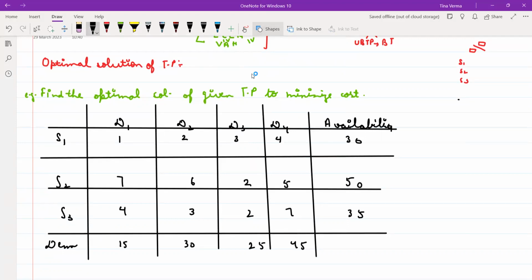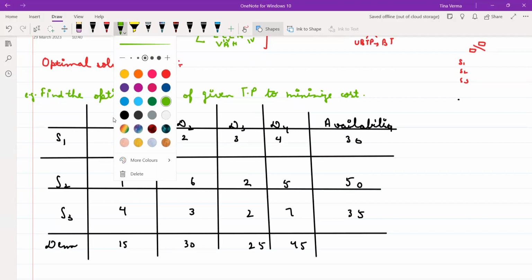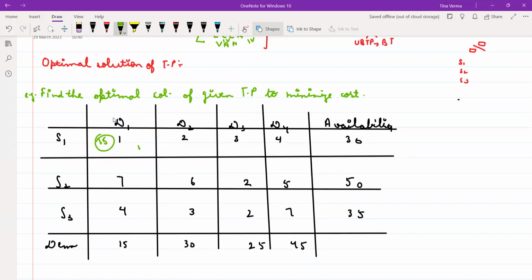So now you have to find the optimal solution. For this, you must first apply one of the methods, either Northwest, LCM or Vogel's approximation, to find the initial basic feasible solution, as I have already told you in the previous class. Suppose the initial basic feasible solution is given to you, with assignments 15, 15, 5, 10, 10, 25 and 10.